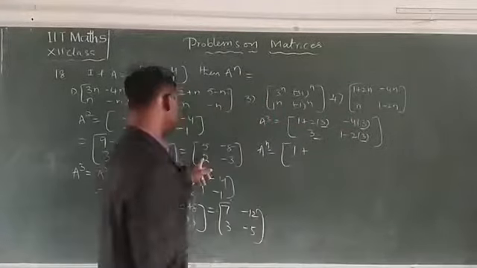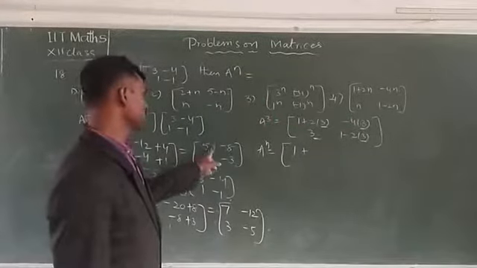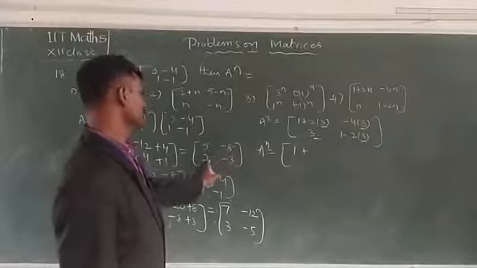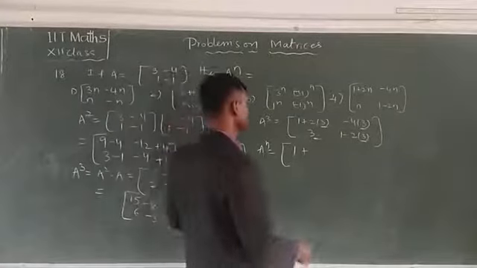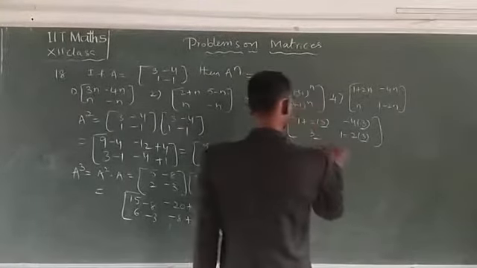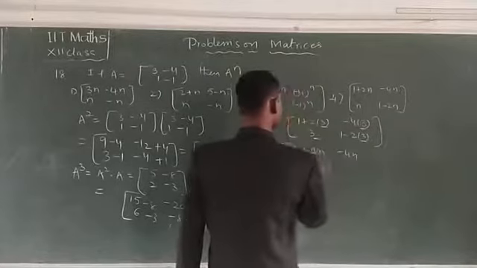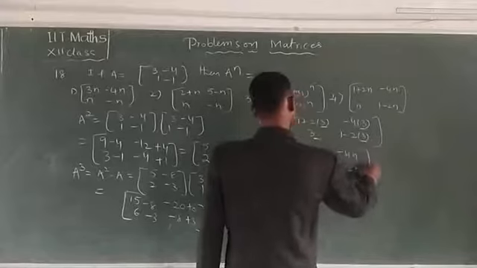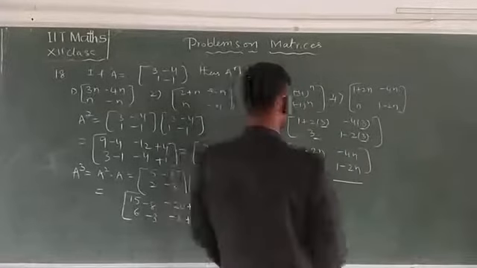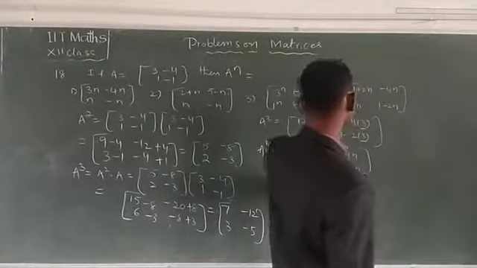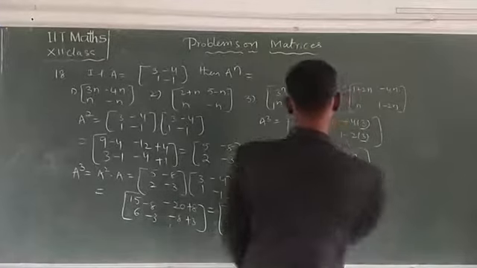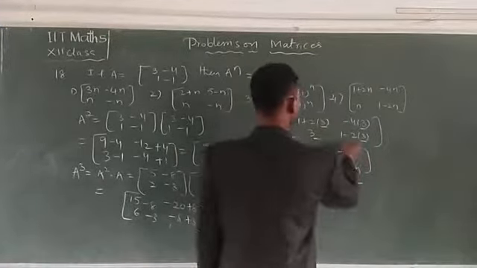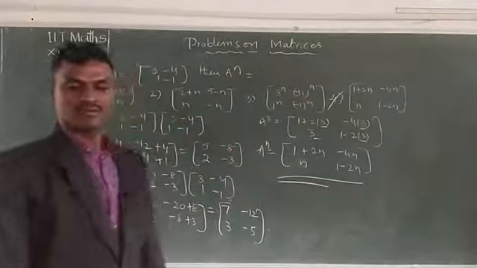A to the power of n means 1 plus 2n, minus 4n, n, and 1 minus 2n. Here n is 3, and this can also be written with 2. 1 plus 2 into 2, 2 into 4 into 2, 1 minus 2 into 2. Now check: 1 plus 2n, minus 4n, n, 1 minus 2n. This is the fourth option. Note down.